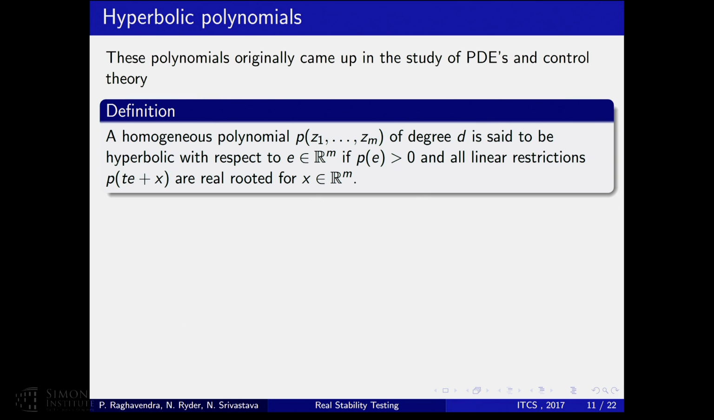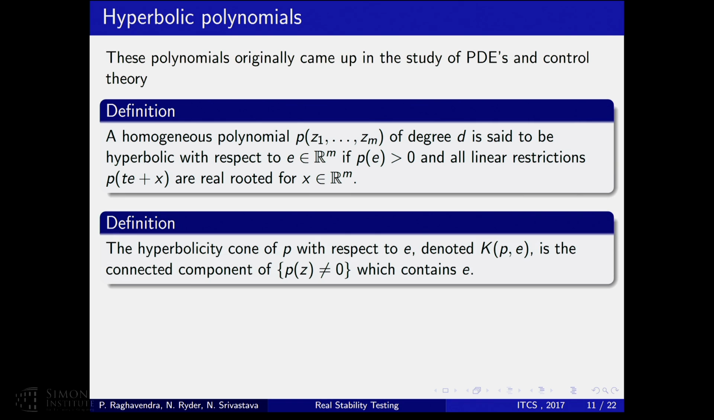So let's introduce hyperbolic polynomials. Just like real stable polynomials can be defined by real rootedness of certain linear restrictions, so can hyperbolic polynomials. A hyperbolic polynomial is a homogeneous polynomial, and we say it's hyperbolic with respect to a certain direction e if all linear restrictions with that direction are real rooted.